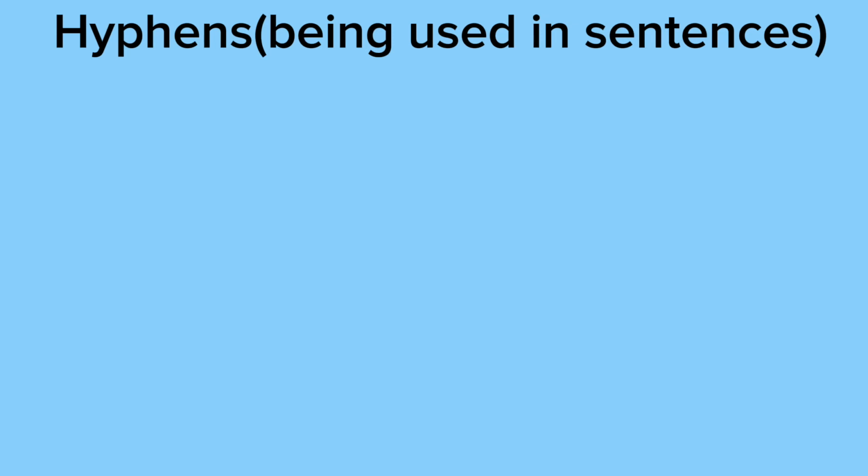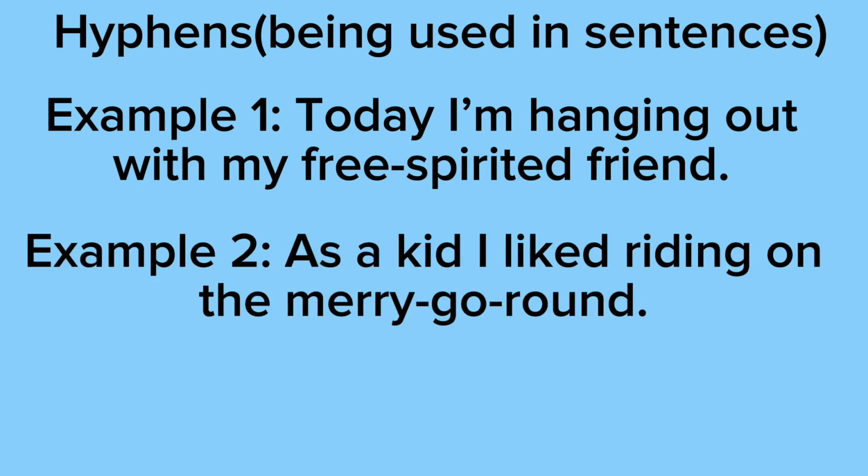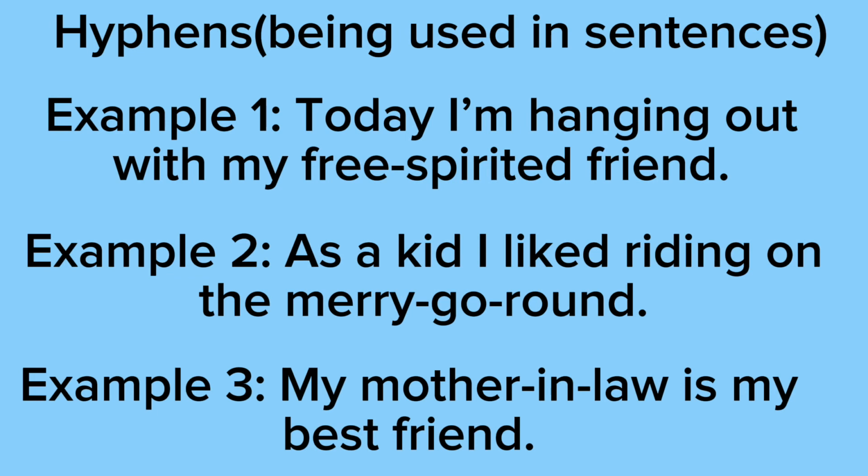Hyphens being used in sentences. Example 1 says, today I'm hanging out with my free-spirited friend. As you can see, free-spirited is a compound word, and we used a hyphen. Example 2 says, as a kid, I liked riding on the merry-go-round. As you can see, merry-go-round is a compound word, so we used hyphens. And example 3 says, my mother-in-law is my best friend. As you can see, mother-in-law is a compound word, and that's why we used hyphens.